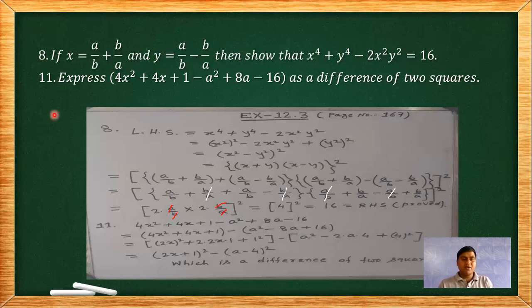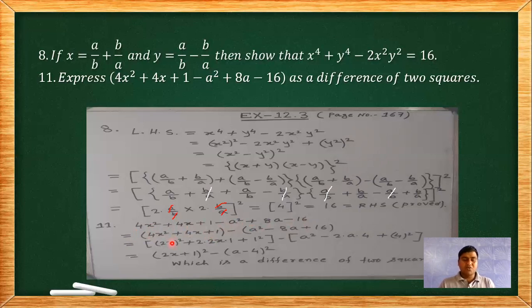And here is another problem. Problem number 11. Express 4x² plus 4x plus 1 minus a² plus 8a minus 16 as a difference of 2 squares. So now the given expression is 4x² plus 4x plus 1 minus a² plus 8a minus 16. From the last three terms minus common, and first three terms remain same: 4x² plus 4x plus 1, and minus common (a² minus 8a plus 16).